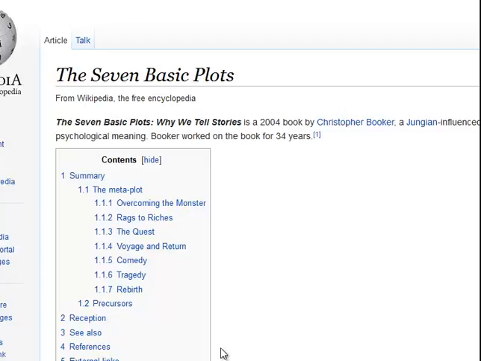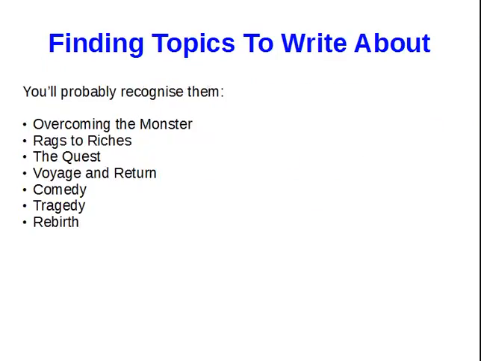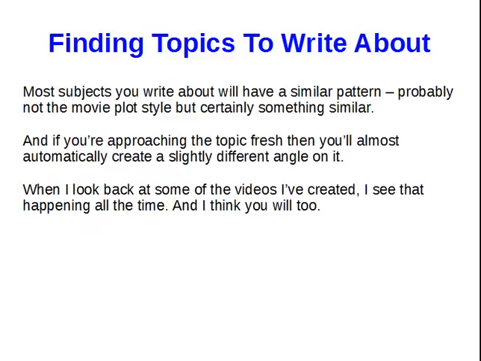But that's the plots. You'll probably recognise at least some of them. Overcoming the Monster, Rags to Riches, The Quest, Voyage and Return, Comedy, Tragedy, Rebirth. All of those, sometimes one plot per movie, sometimes more. But think about most films you've seen, most books you've read, chances are they're at least one of those plots. And most subjects you write about, they'll have a similar pattern. Probably not the movie plot style, but probably something similar.